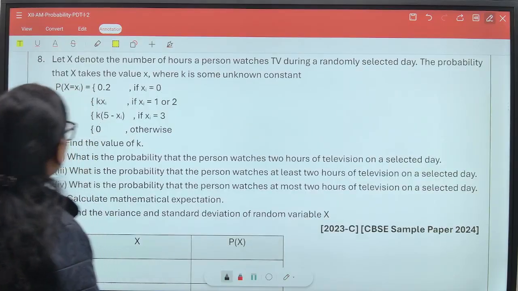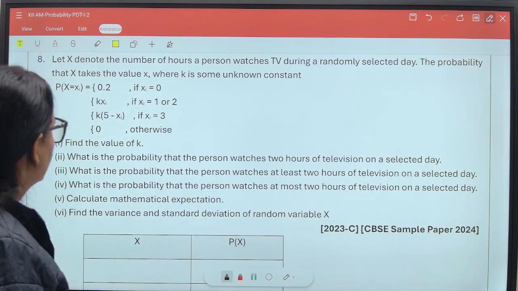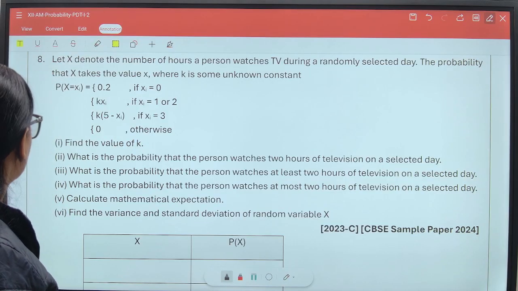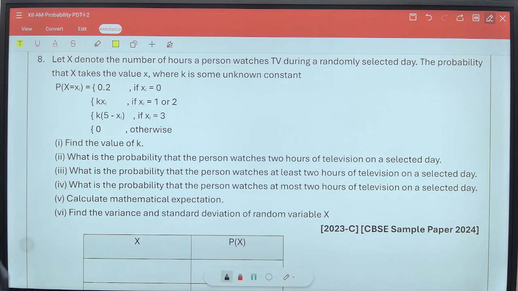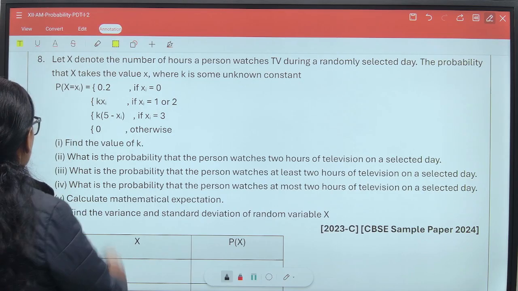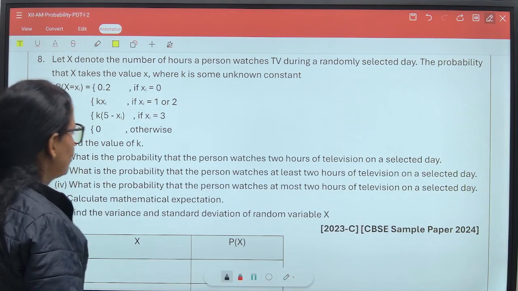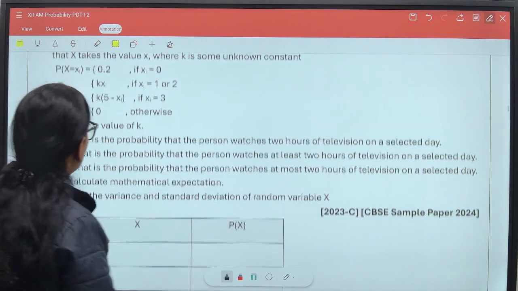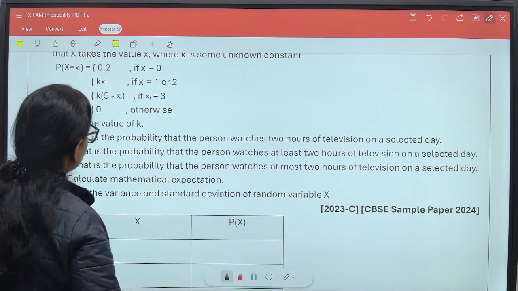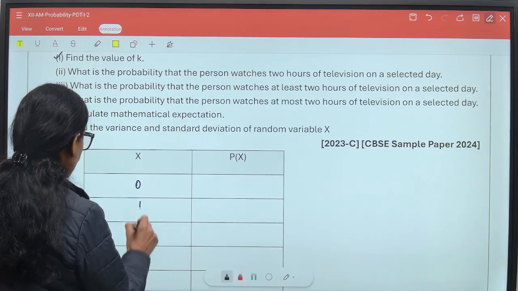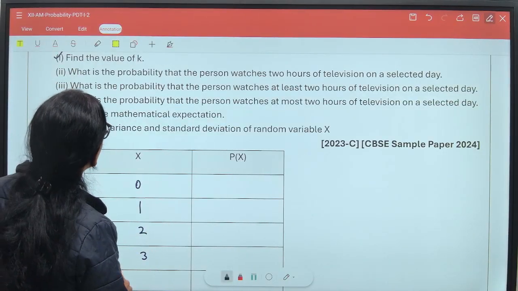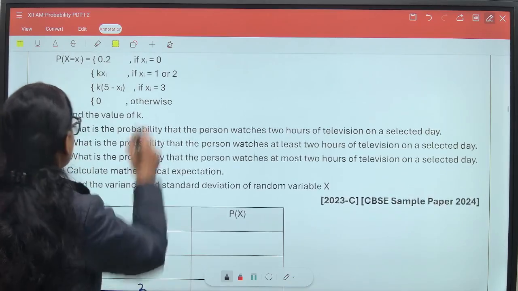Let X denote the number of hours a person watches TV during a randomly selected day. The probability that X takes the values x, where k is an unknown constant, are given to you. Find the value of k. This question is similar to one of the questions we have already done. So let's put the values of the random variable: 0, 1, 2 and 3. Yes, these are the possible values.